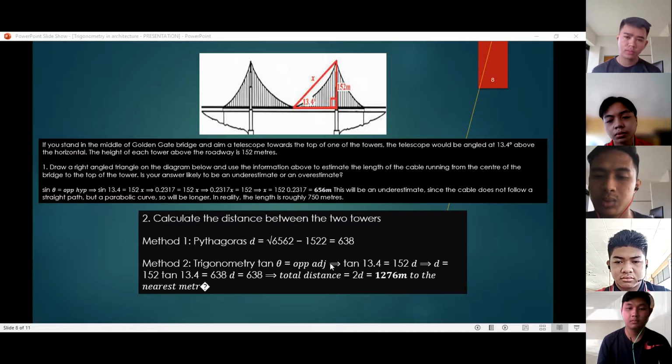For the last, the total distance: 638 multiplied by 2 is 1276 meters. That's all for me. Thank you.